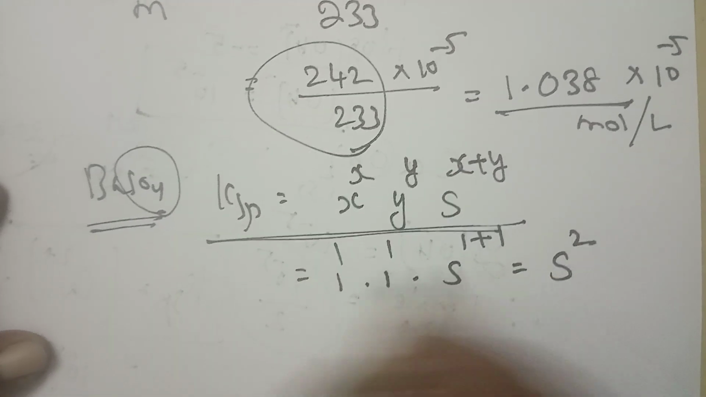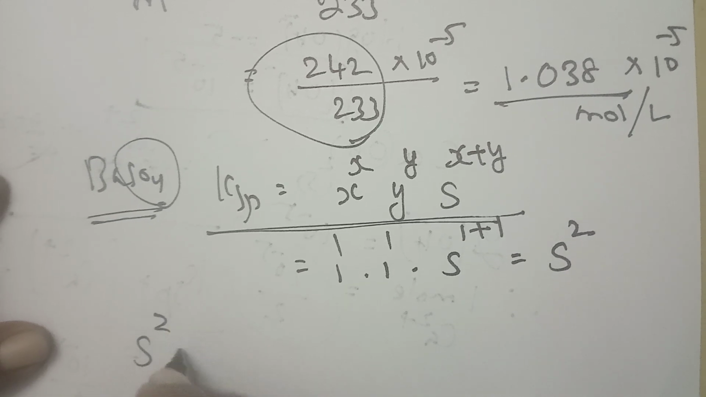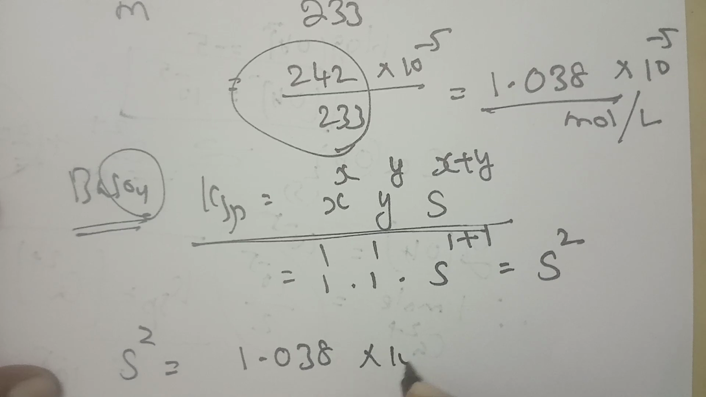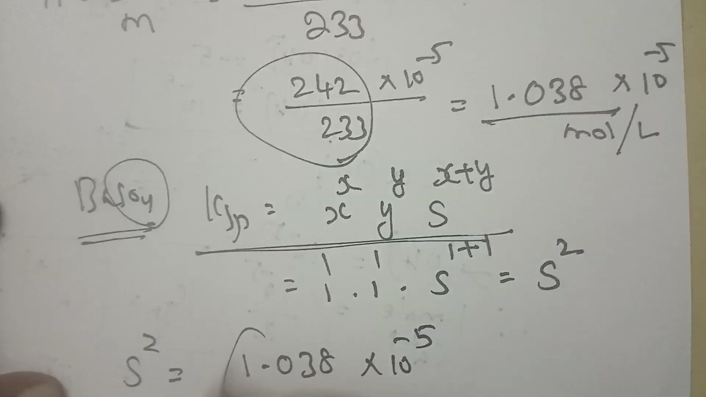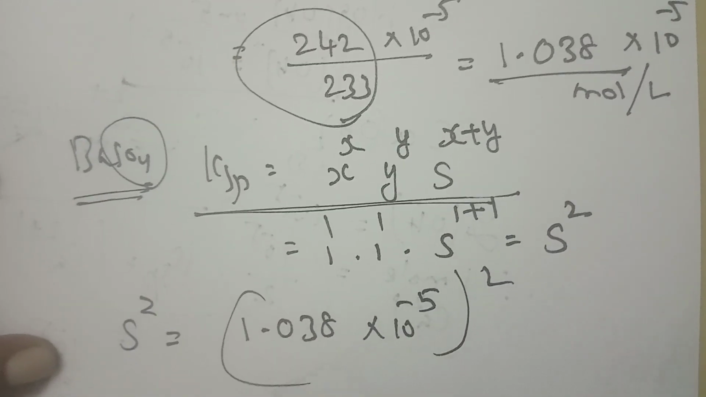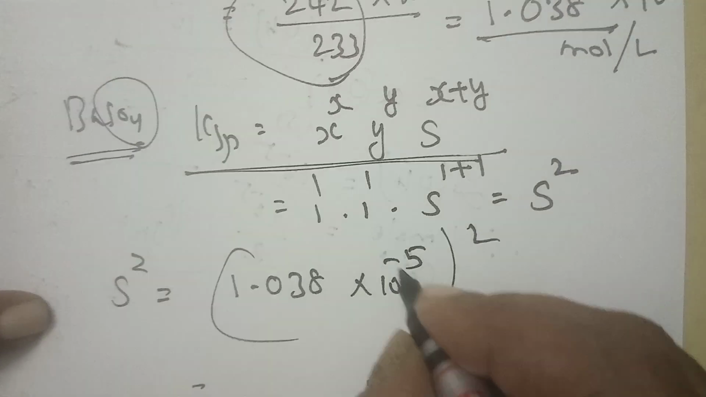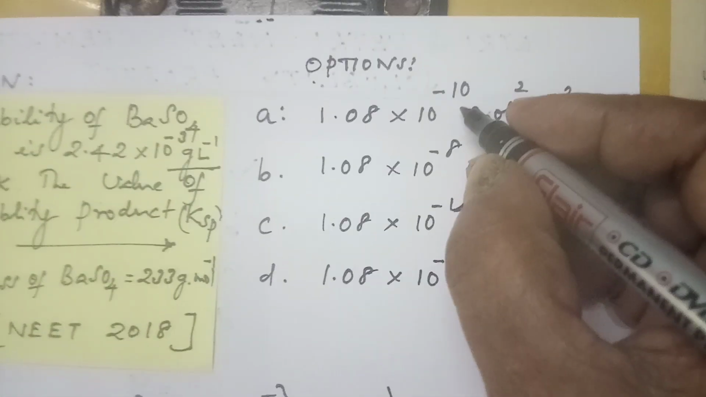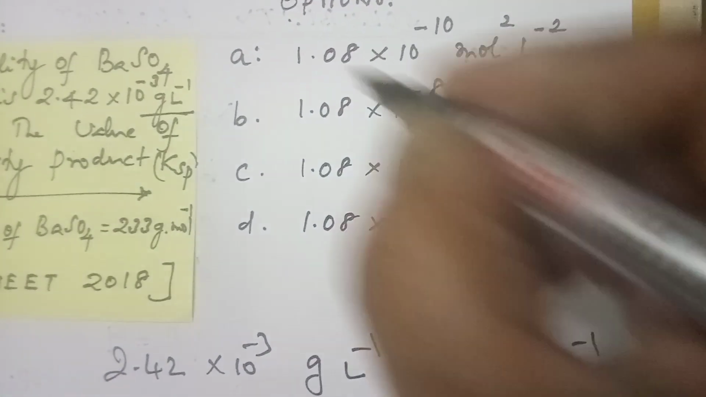Now they are asking for s squared. So s squared is equal to, this is s, 1.038 into 10 power minus 5 moles per liter, the whole square. So simply you can easily find out, minus 5 into 2 is minus 10. With that, it is to the power of minus 10. We are having only one option, that is A.